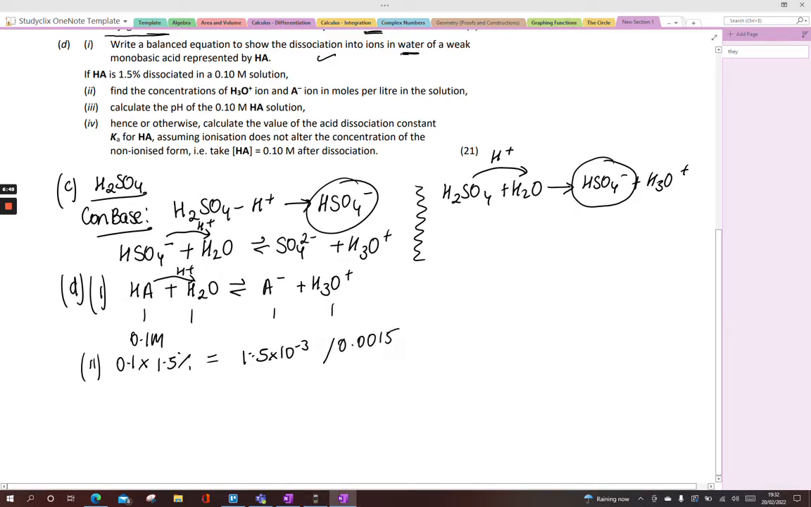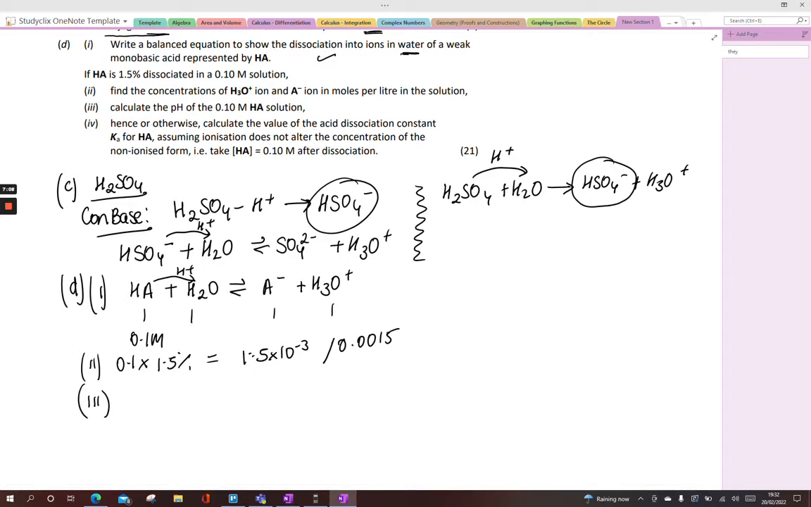Now a lot of the time in these acid bases, it is good to have it in your scientific notation, because you'll be getting things like 10 to the minus 6, 10 to the minus 7 and so on. And the next one, part 3, we're getting through it rightly. Calculate the pH of the 0.1 molar HA solution.